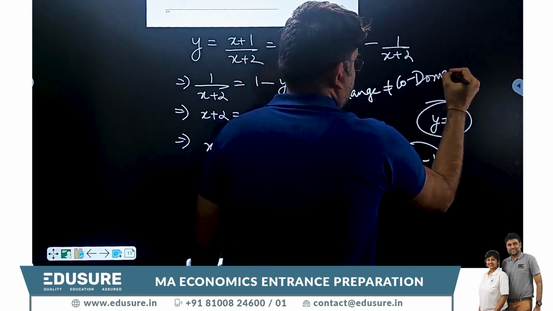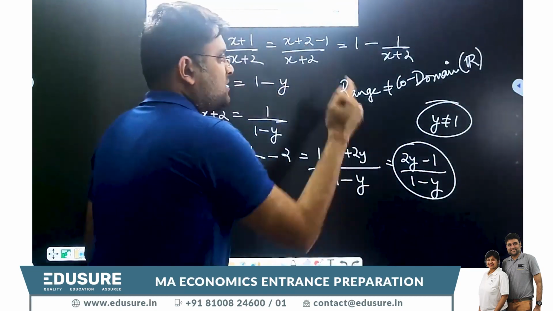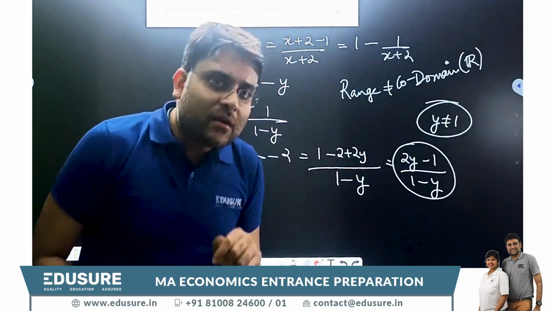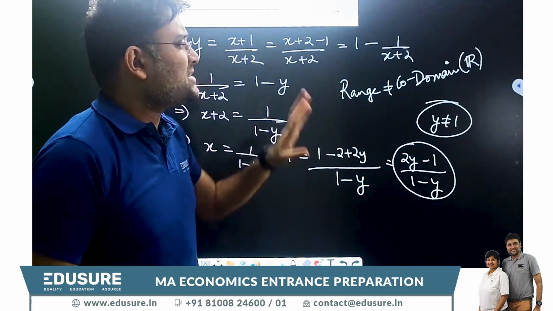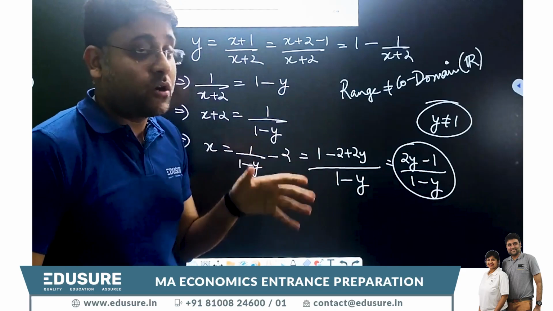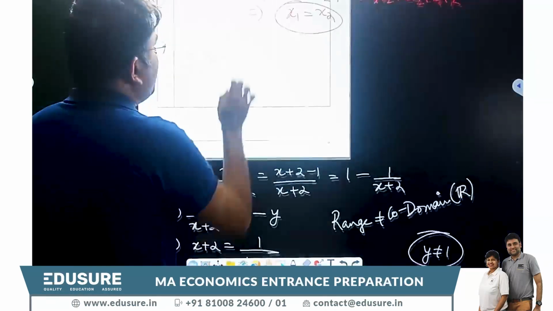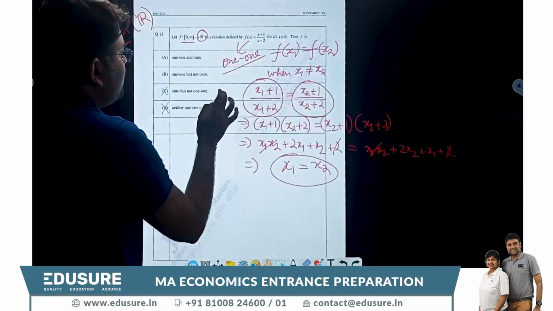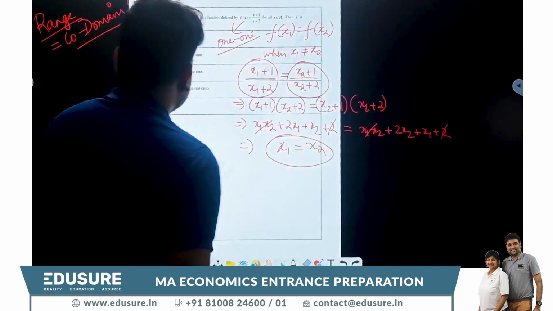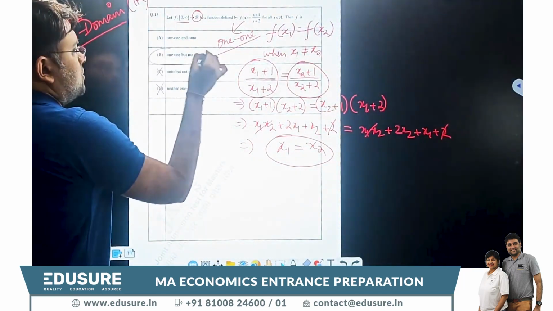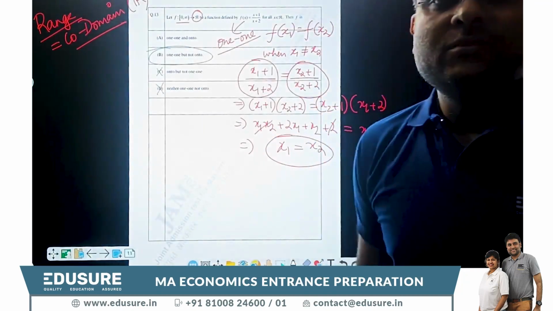Because the codomain is the set of all real numbers, but the range does not contain the number 1. If it is not containing the number 1, it means that the range has to be a subset of the codomain. It's not equal to it. Therefore, it's not an onto function. So what is my answer? The answer is 1 to 1, but not onto. B is my answer. Okay?